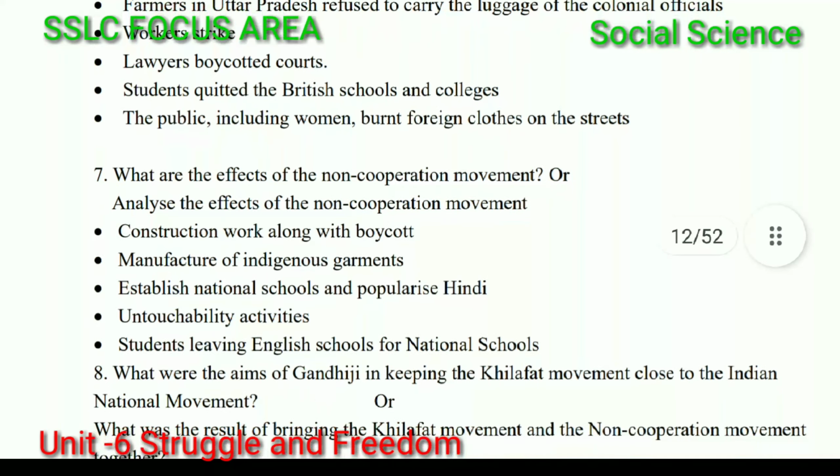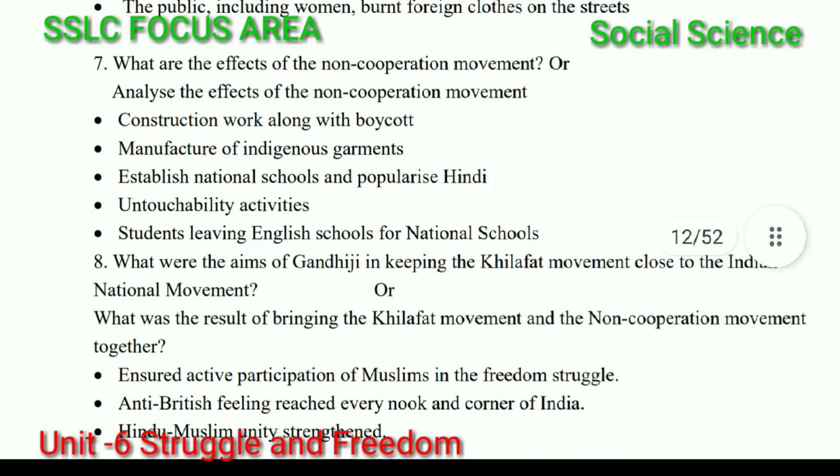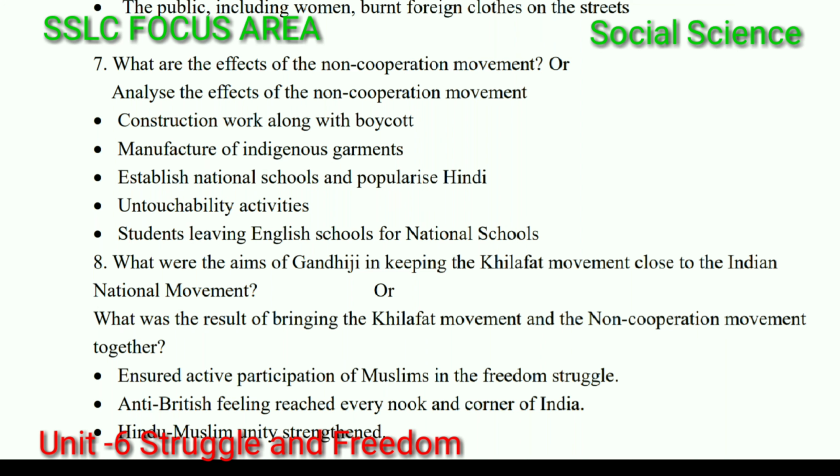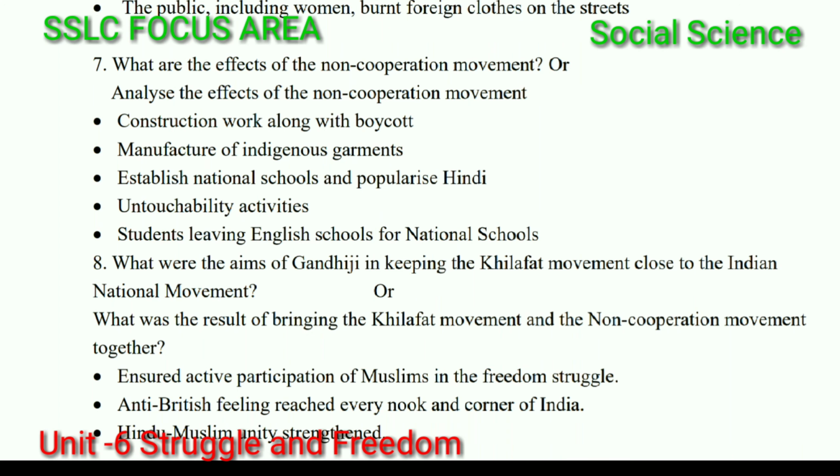Next question. What are the effects of the non-cooperation movement? Or analyze the effects of the non-cooperation movement. Construction work along with boycott. Manufacture of indigenous garments. Establish national schools and popularize Hindi. Untouchability activities. Students leaving English schools for national schools. These are the effects of the non-cooperation movement.